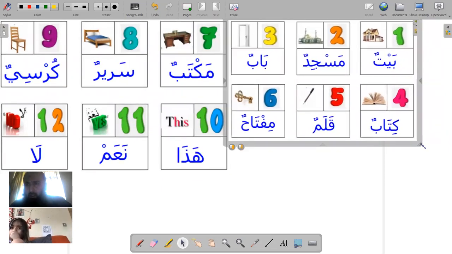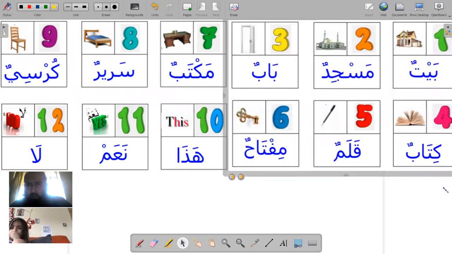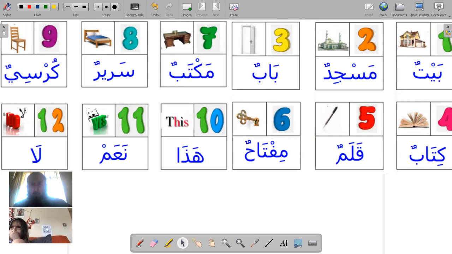Yes. Okay. Number 6. In English, what is it in English? A key. It's easy. Very easy. English is very easy. A key. A key in Arabic is?